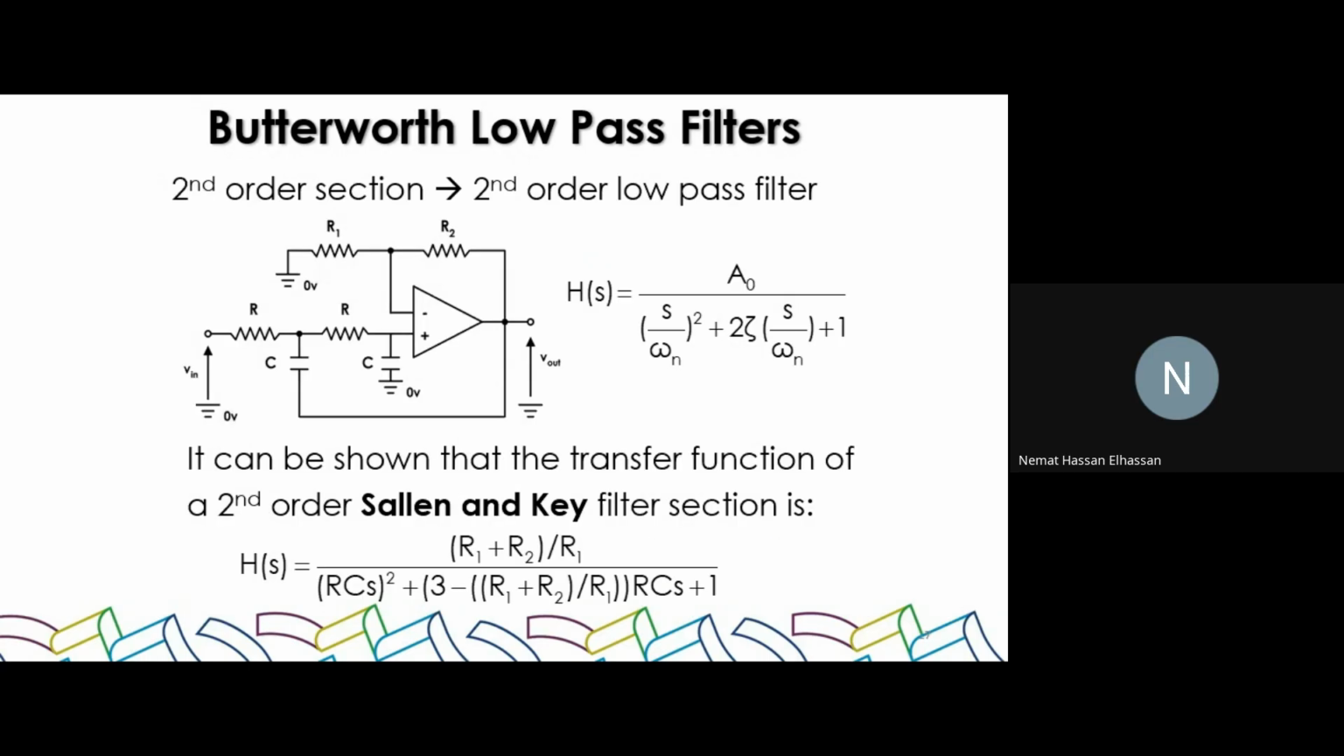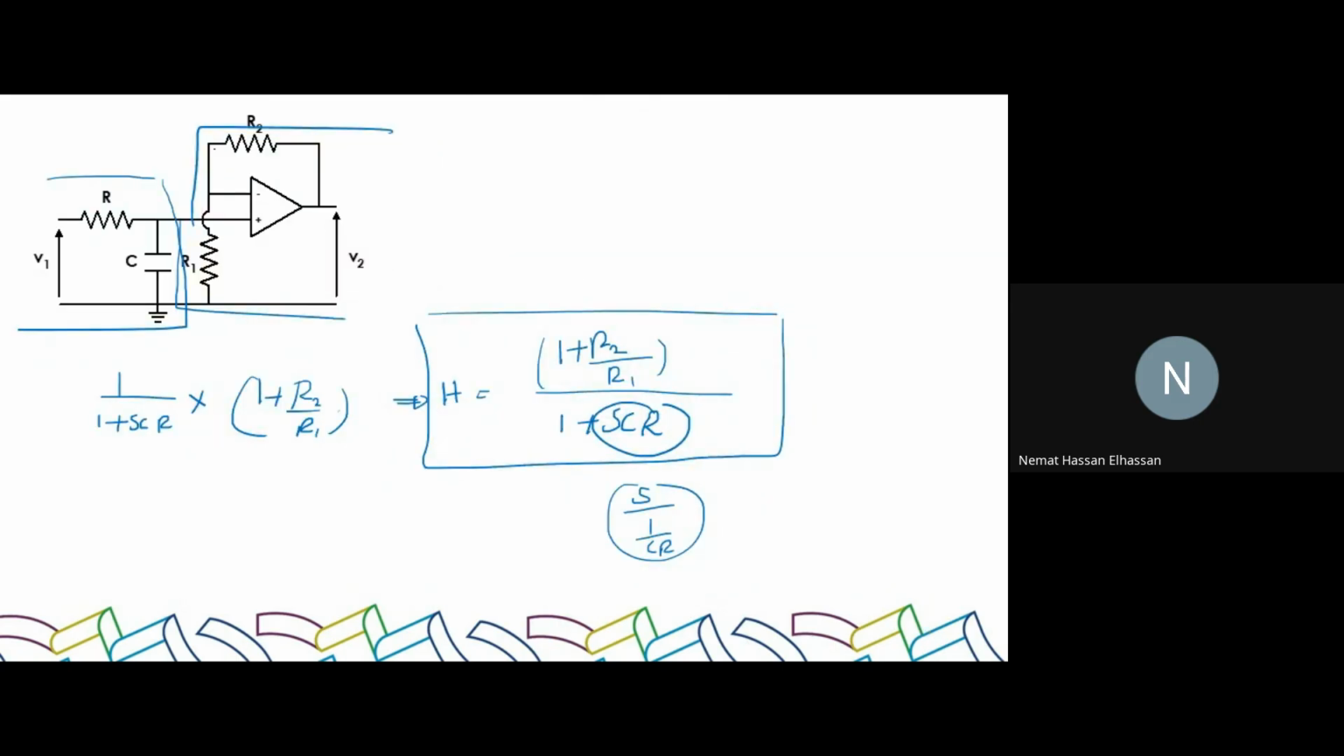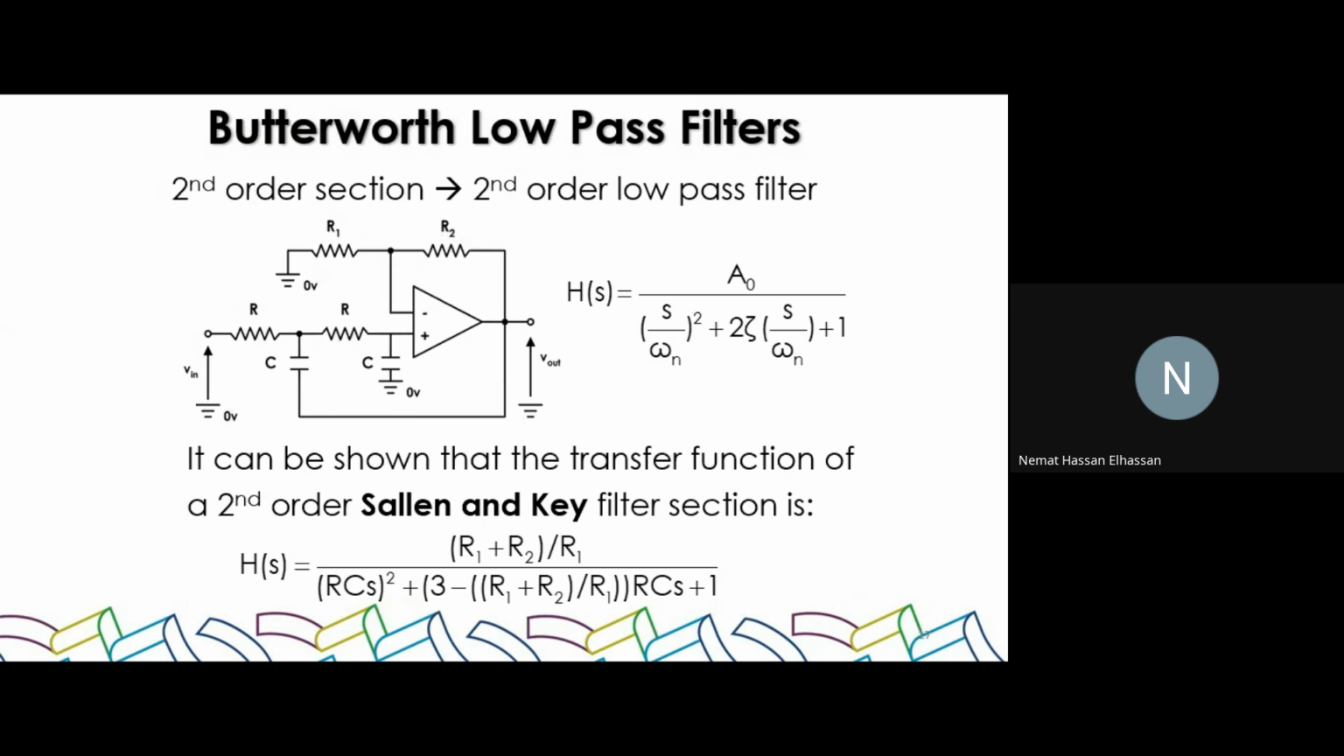This here is a second order low pass filter. This one was a first order Sallen-Key section. This is a second order Sallen-Key section. Now I don't want you to go through the derivation of V out over Vn. Just keep in mind that if you use circuit analysis theorems, this will be the transfer function that you're looking at. If you analyze this circuit and try to find V out over Vn, this is what you'll end up with. Clear?